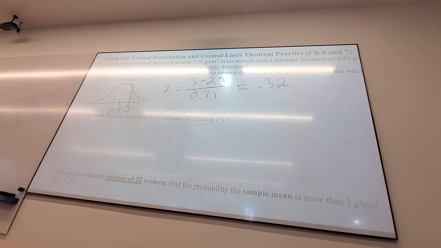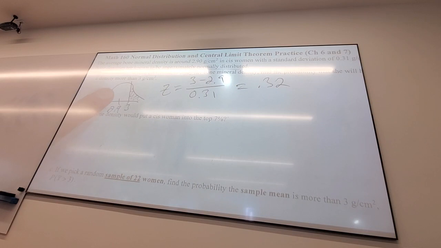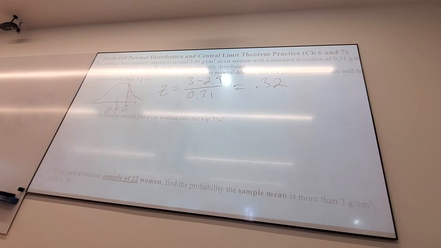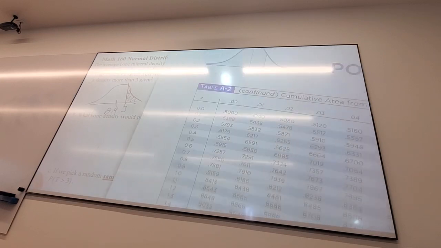I really want to make sure you guys are with me. Part A is not a problem where we have to apply what we just did. Part A is a chapter 6 problem. I'm talking about one thing, in this case, one person. So I don't have to change anything. When you look up 0.32, what do you get?